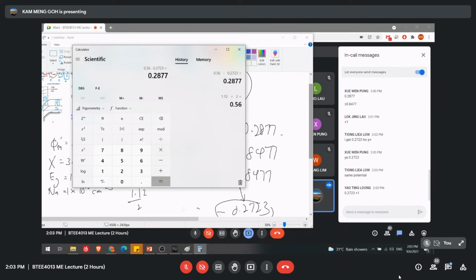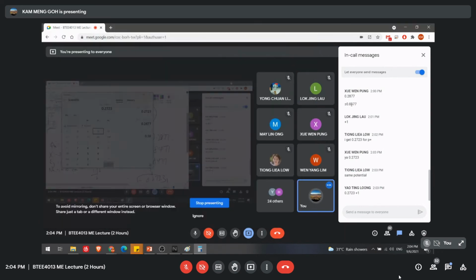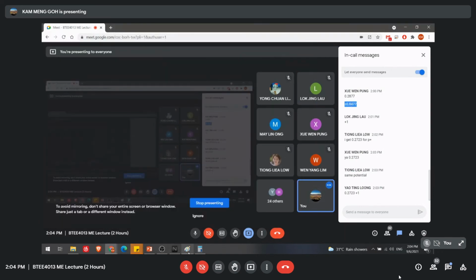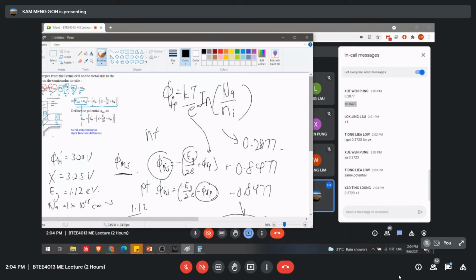Okay, the answer should be 0.2723. 0.56 deducted by 0.2877 is 0.2723. Okay, I think you need to check the answer again. Whatever I did just now was for connecting to the P plus and the M plus. But what if the case is not in the P plus or the M plus?